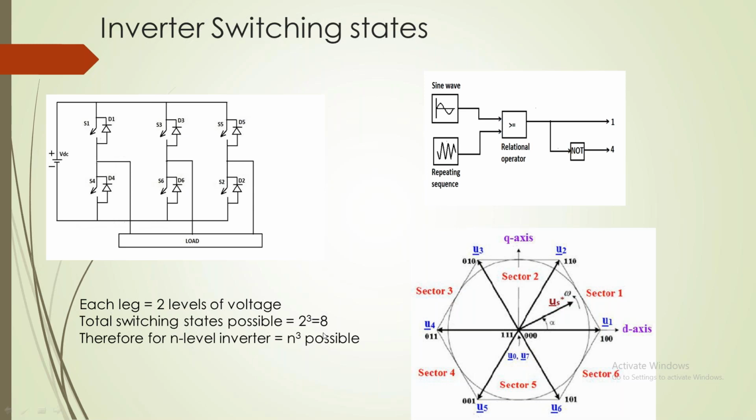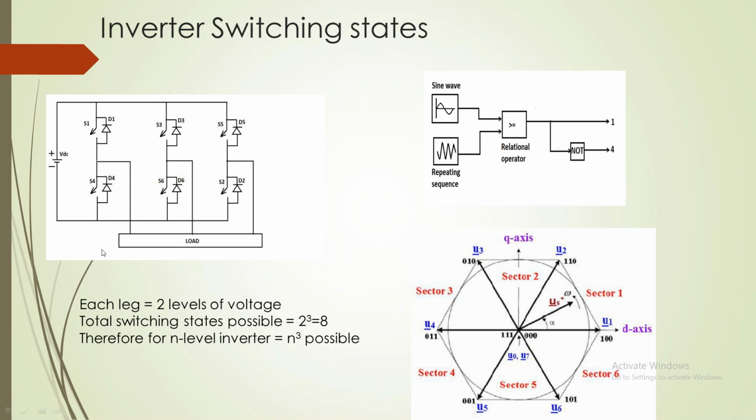Eliminating one in each leg, that is the common short circuit, which should be eliminated, there are two possibilities in a single leg, and three such legs. So in a three-phase inverter, I get 2 to the power of 3, that is 8 switching states. These 8 switching states give me 8 different possible output voltages. If I extend the same logic to an n-level inverter, because we are going to discuss multi-level inverters, I get n different possible voltages in a single leg.